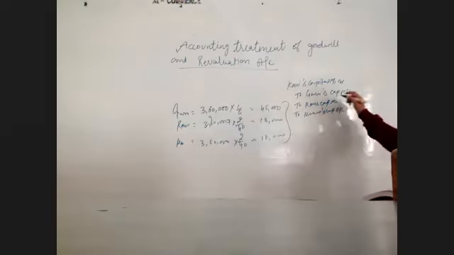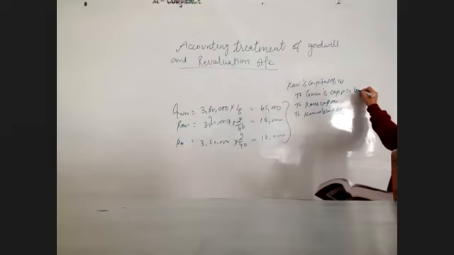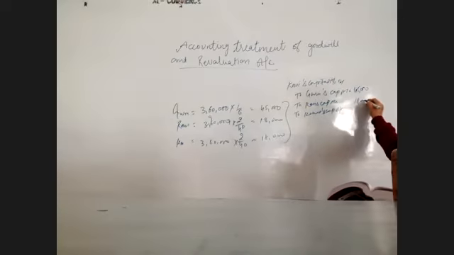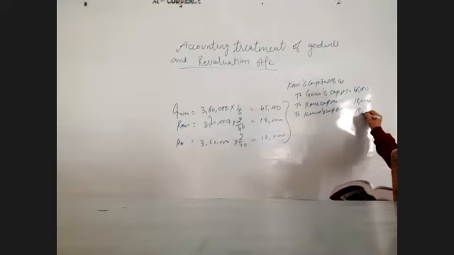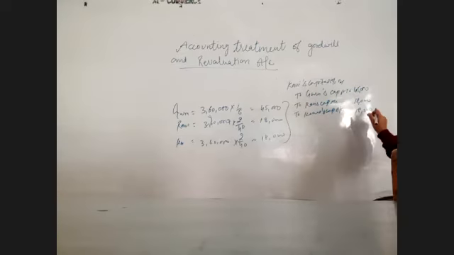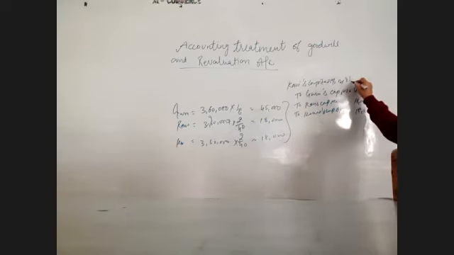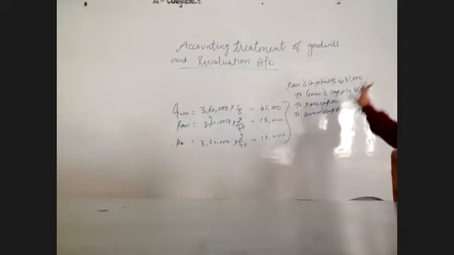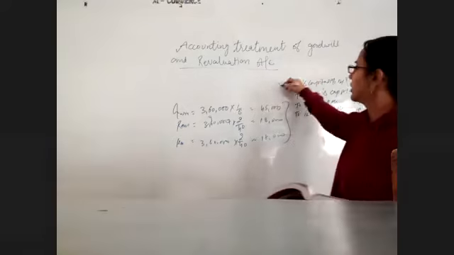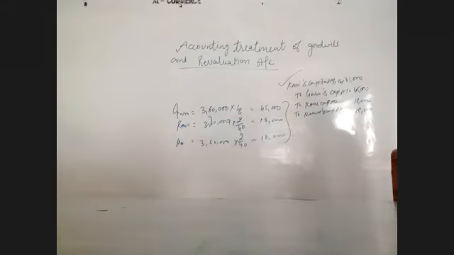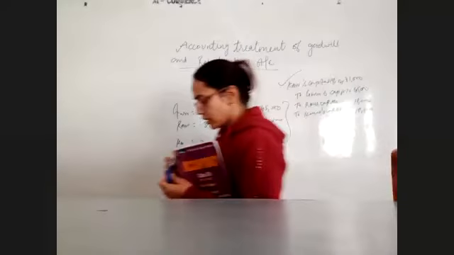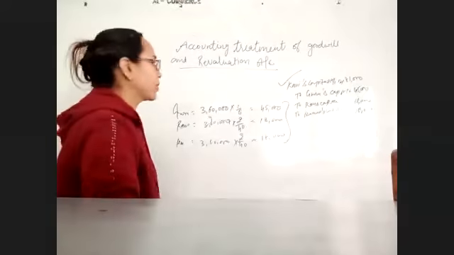So total, Guru's capital is 45,000, Ravi 18,000, Kumar 18,000, total amount 81,000 Kavi will pay. Okay, clear? Note down this journal entry. This is the journal.